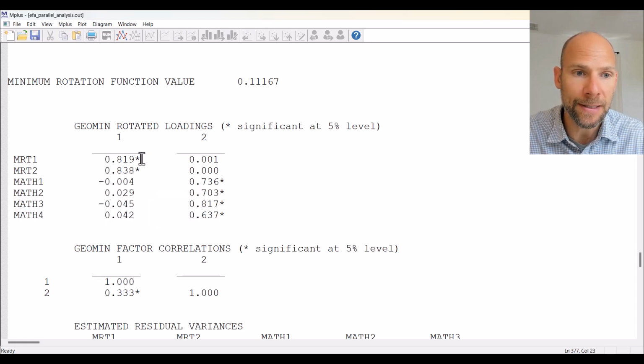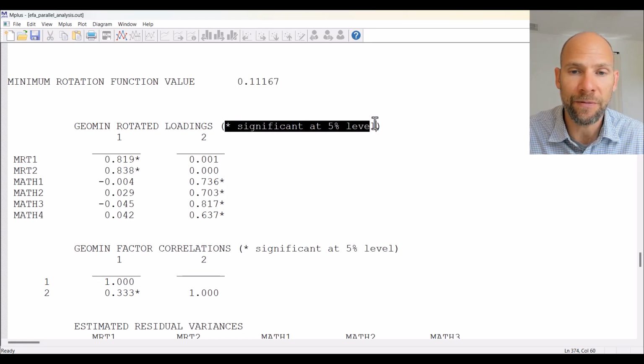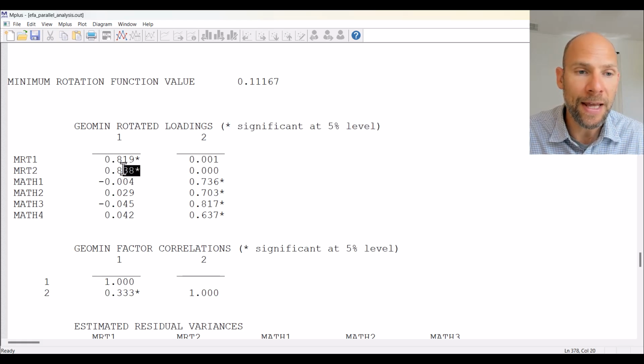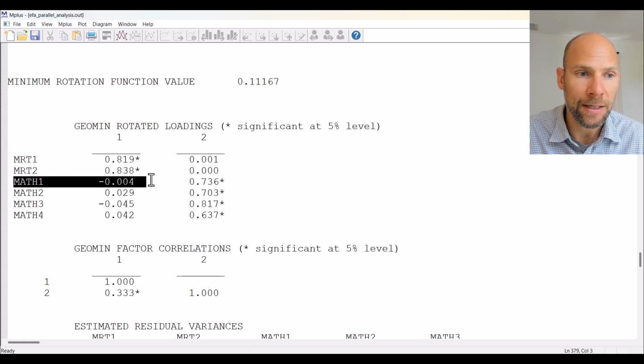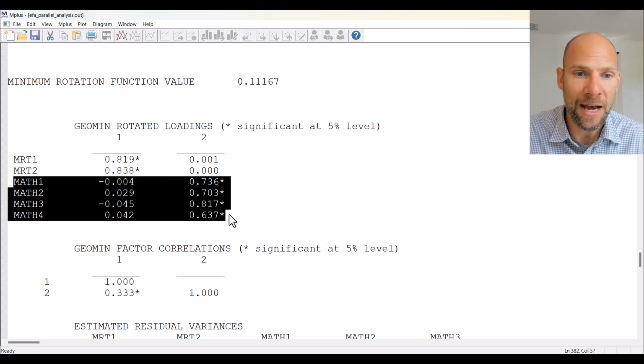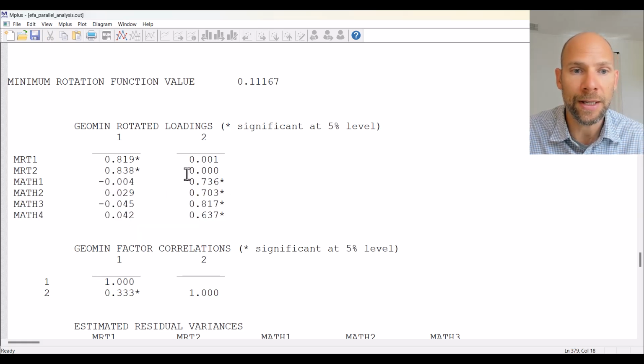You can see there are little stars here. These indicate statistical significance at the 5% alpha level, and all of the intended loadings are significant. You can see that's the case for MRT and then also for the math variables. All these have a star, and none of the cross loadings here have a star, meaning they're all non-significant. They are not significantly different from zero, which is what we want.